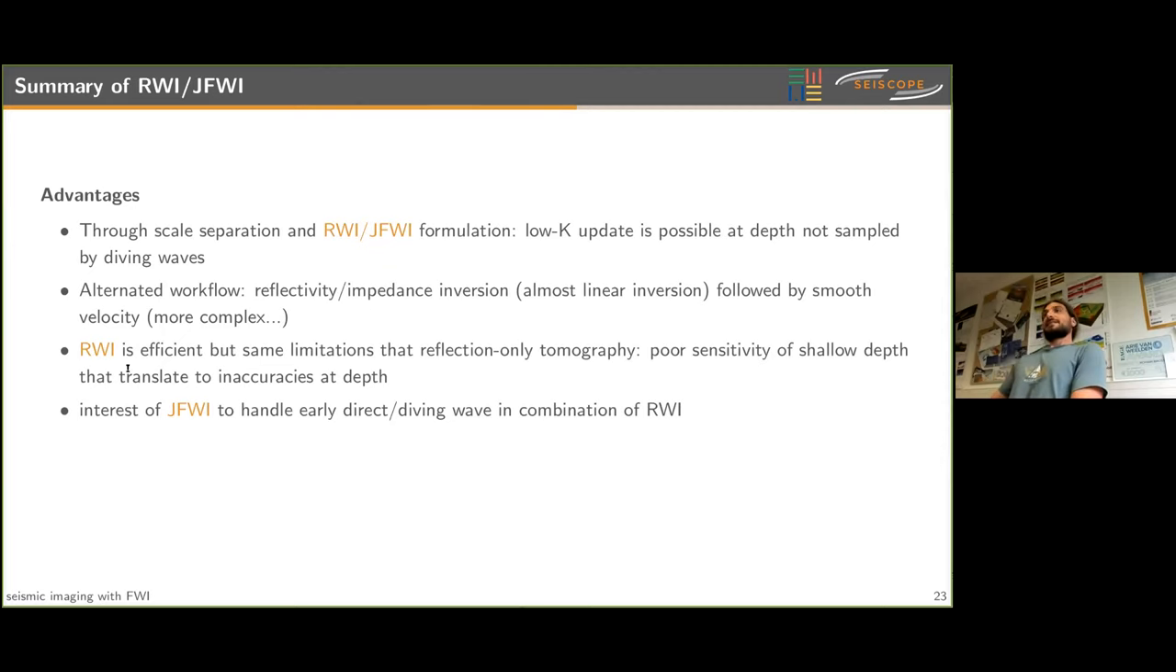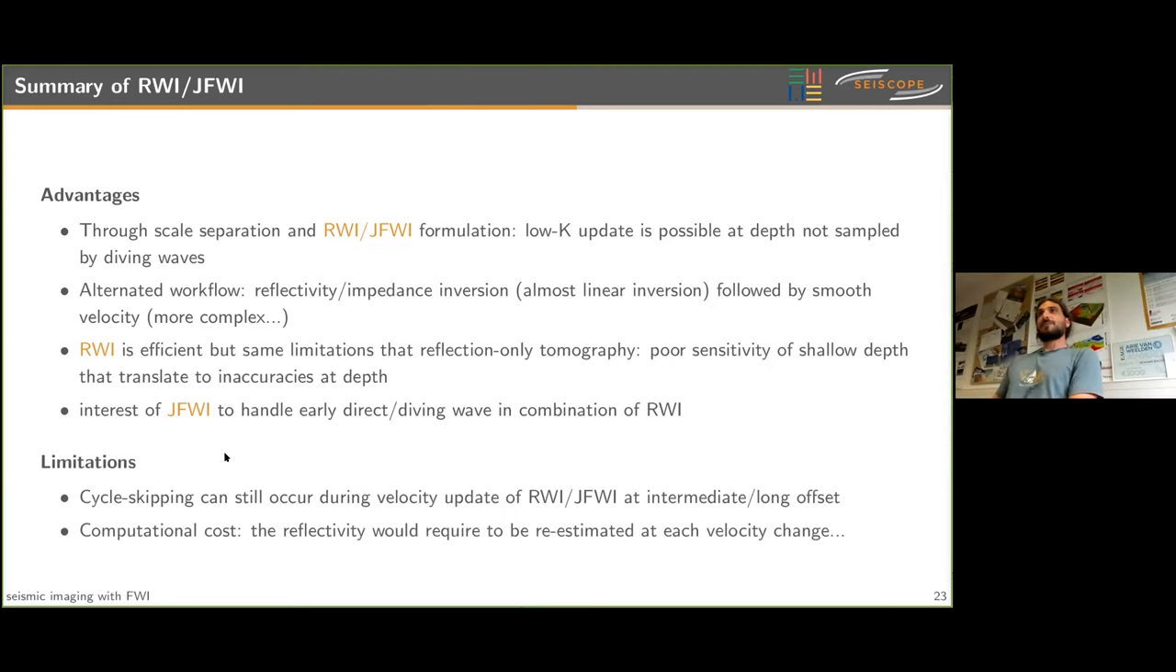So there is an interest in combining reflected wave and direct wave, as I just said, and the limitations of such an approach are related, first, to cycle skipping, which is not avoided by this scheme. I will discuss that just after, and second, the overall computational cost because of this cyclic workflow. So I will briefly show you now how we have been able to mitigate these two limitations recently.